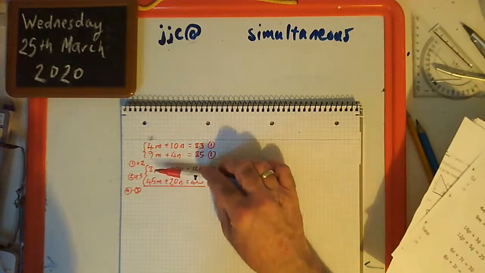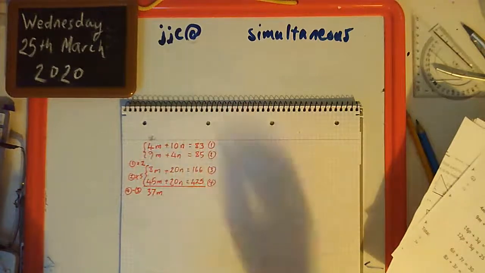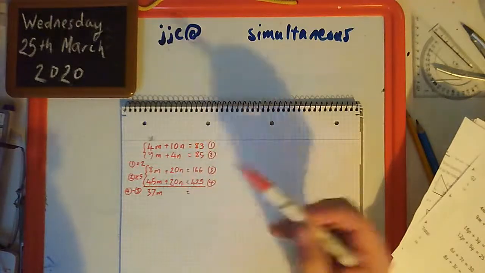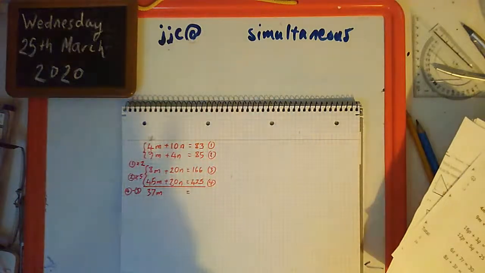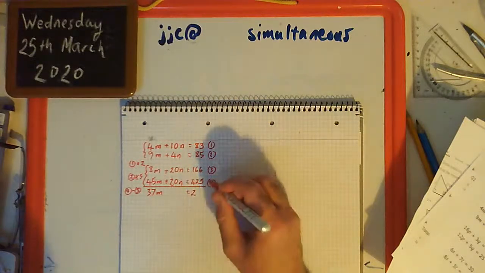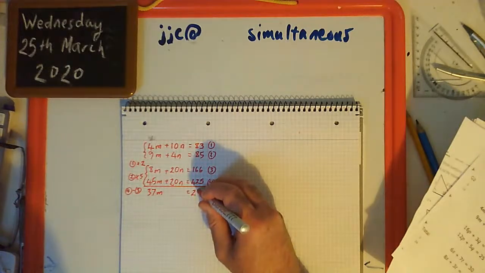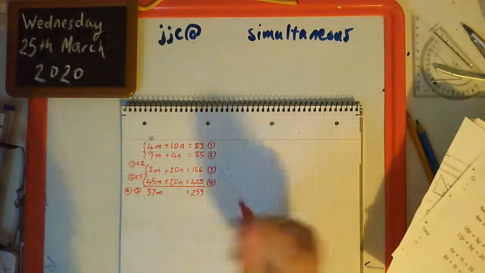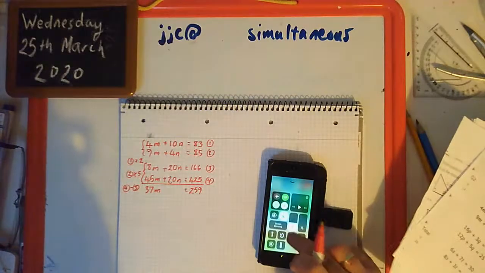So 45m's take away 8m's gives me 37m's. I hope this isn't going to be too horrible. 20n take away 20n, that's the bit that disappears. And then 425 minus 166. Okay, let's try and do that without a calculator. So it's going to be 225 plus 34, which is 259. 37m equals 259. So I hope that's something that goes when I get my calculator out.